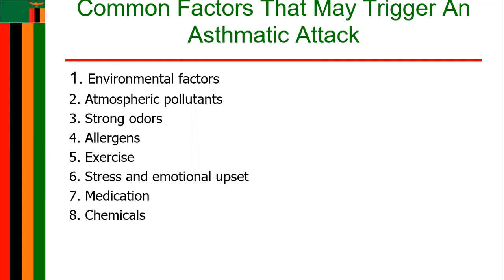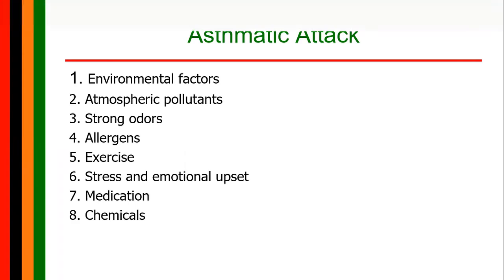We also have chemicals such as paint, rubber, plastic. These are also other chemicals that can easily cause an asthmatic attack. So in terms of predisposing factors of an asthmatic attack, these are some of the predispositions that an individual with asthma may want to avoid, so as not to go into an asthmatic attack.